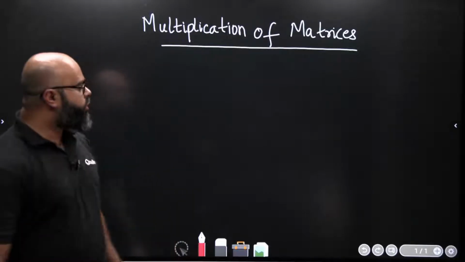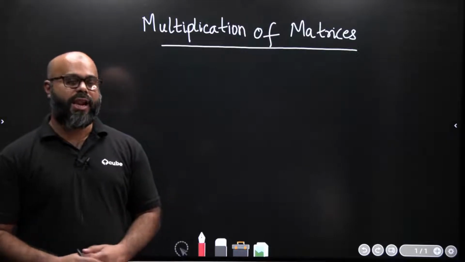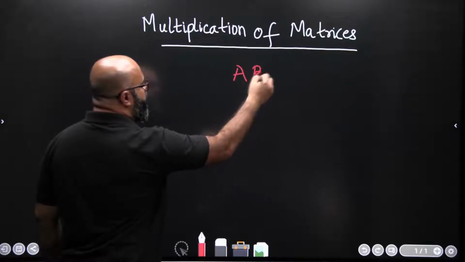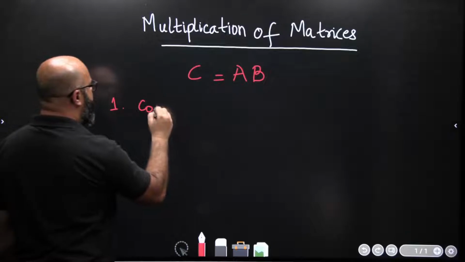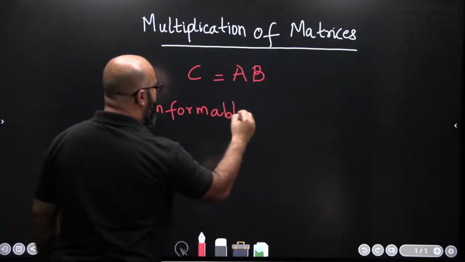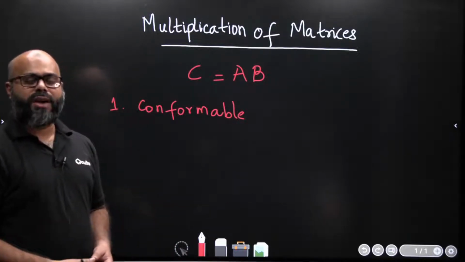So basically if we talk about multiplication of matrices, there are two matrices given to us, A and B, and the resultant is a matrix C. So first thing here is that they are conformable for matrix multiplication. What do we mean that the matrices A and B are conformable for matrix multiplication?